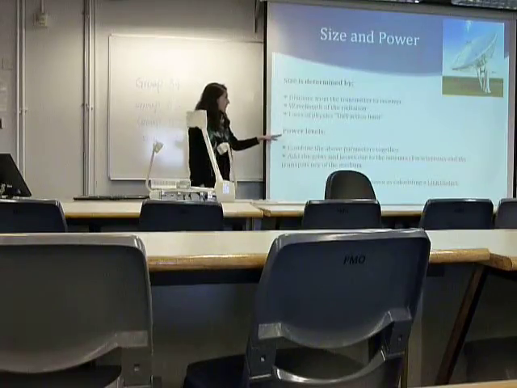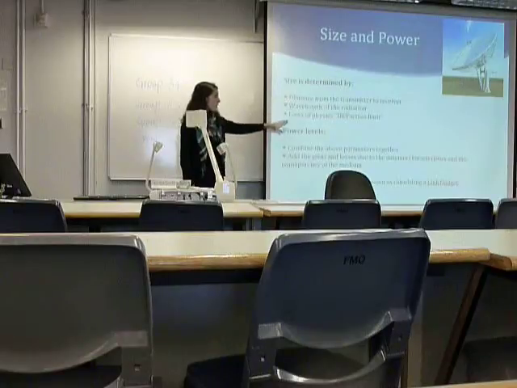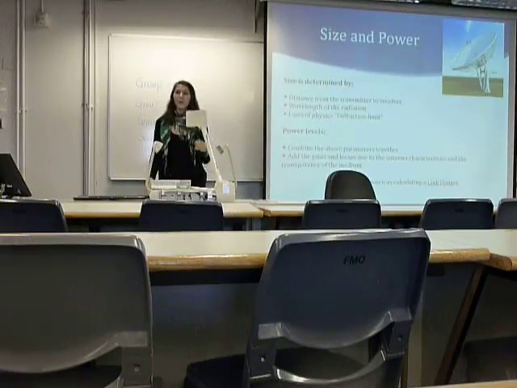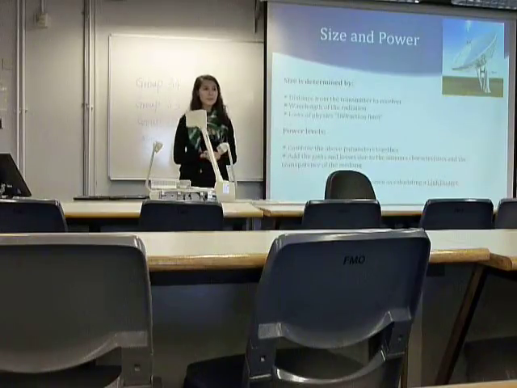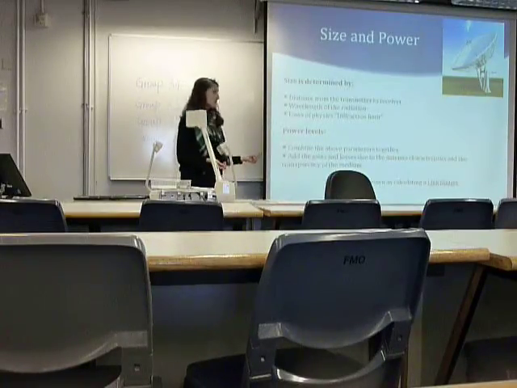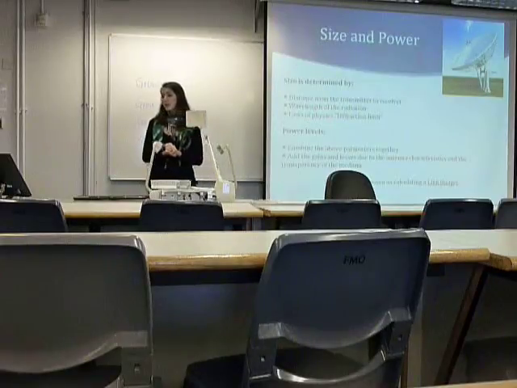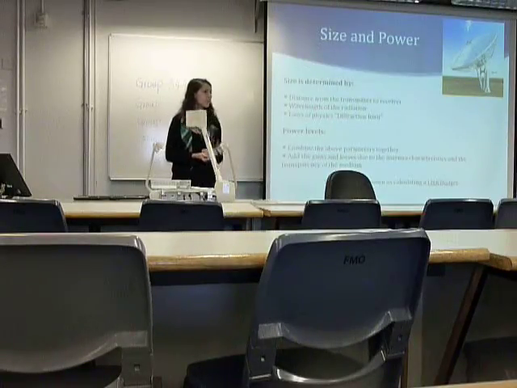Now, for the power levels, we combine these above parameters together, and then we add the gains and losses due to the antenna characteristics and the transparency of the medium. This process is called calculating the link budget.